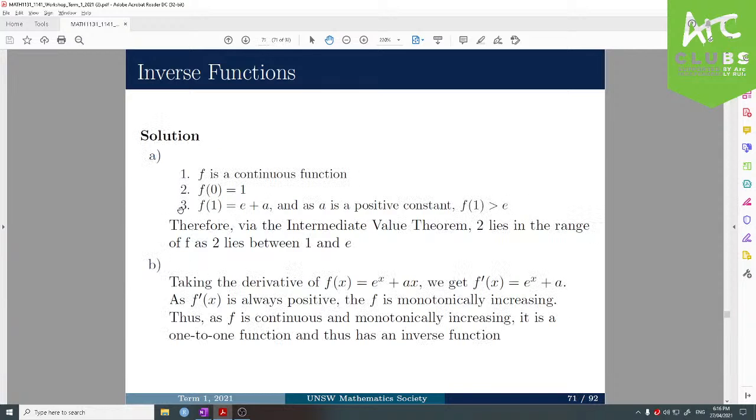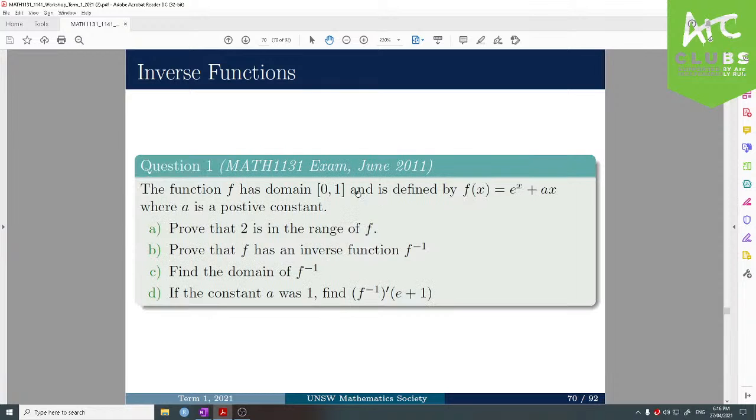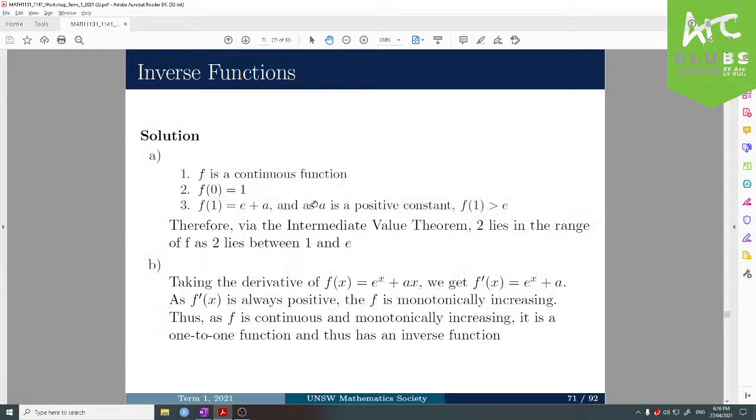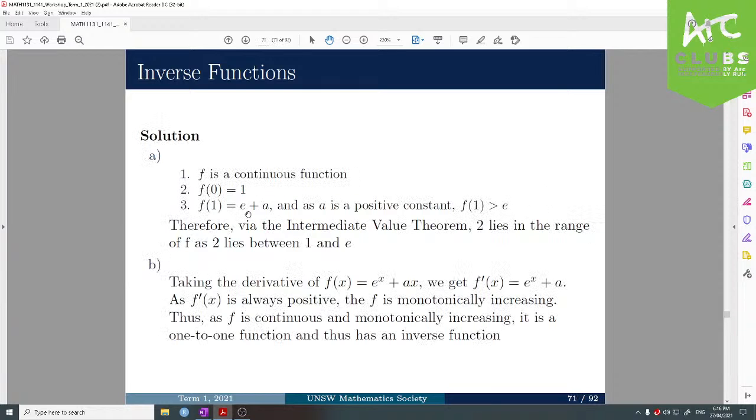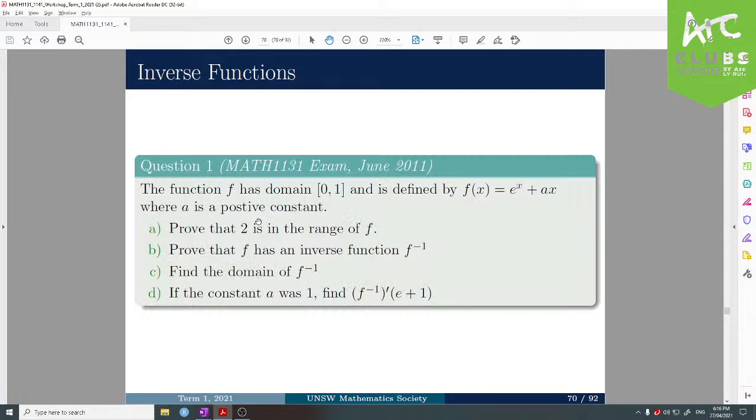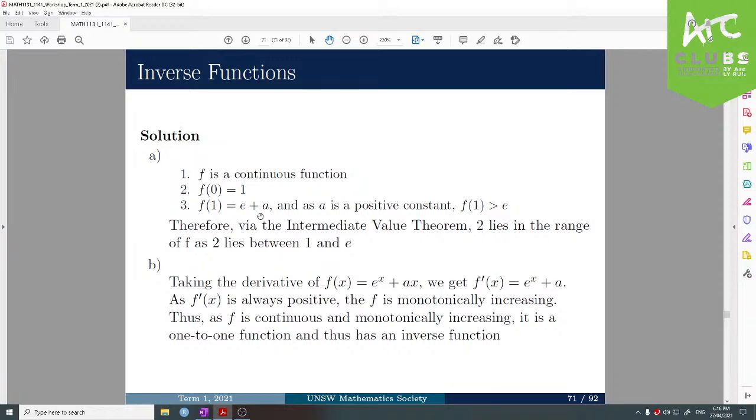And when we plug in the upper bound of the domain, which is 1, we get e to the power of 1 plus a times 1. So that's e plus a, which is what we have here. And given the fact that a is a positive constant, which is given in the question, we know that e plus a has to be greater than the value 2, because e plus a is going to be 2 point something plus a positive constant.